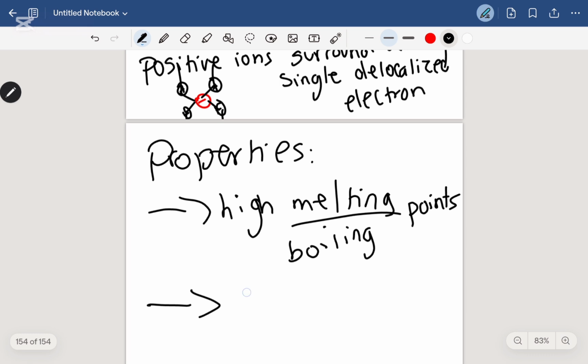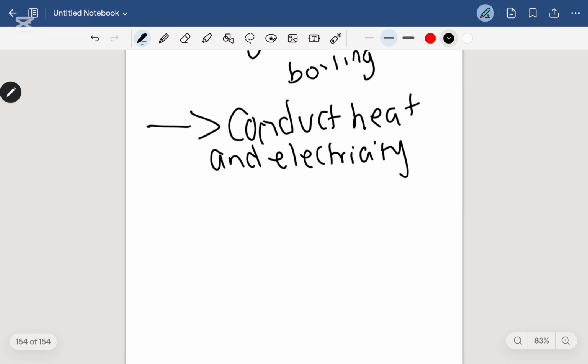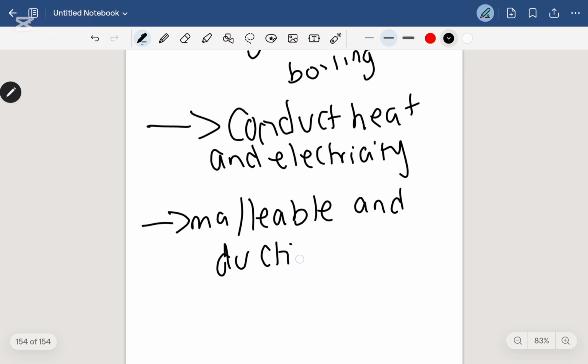Now we also know that they conduct heat and electricity, okay? So they conduct heat and electricity because they have a sea of free electrons. They are also malleable, okay? And ductile. Malleable and ductile means that if you hammer it or shape it, you can change its shape without it breaking or cracking.